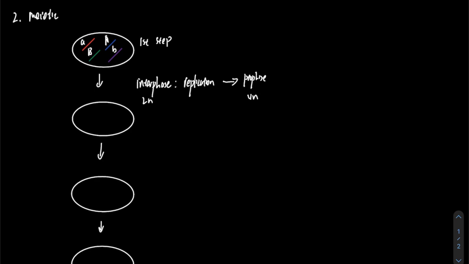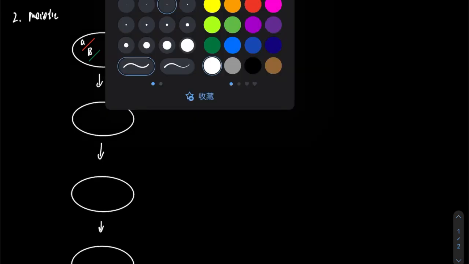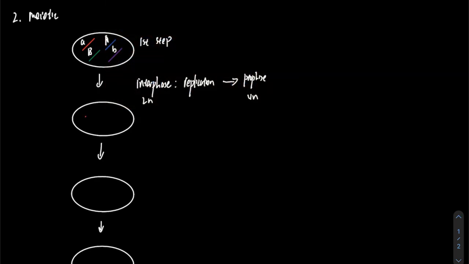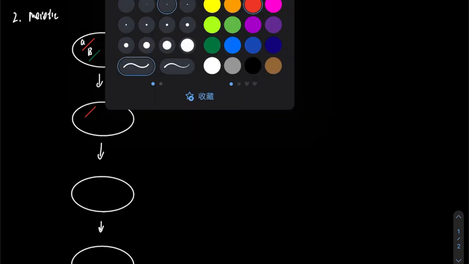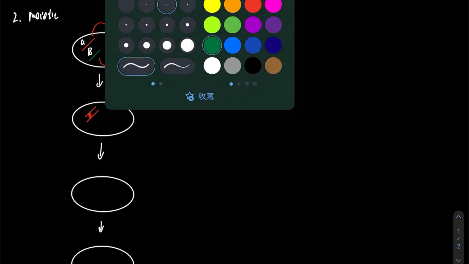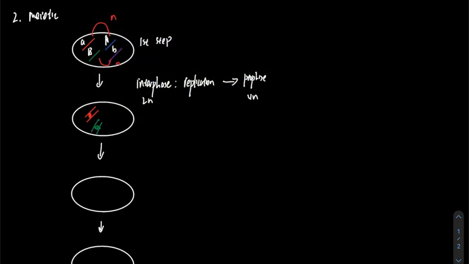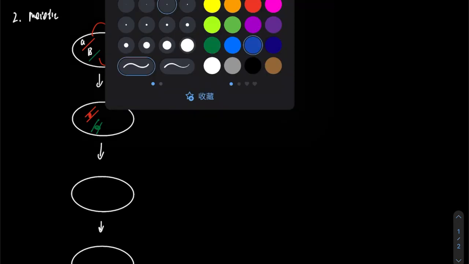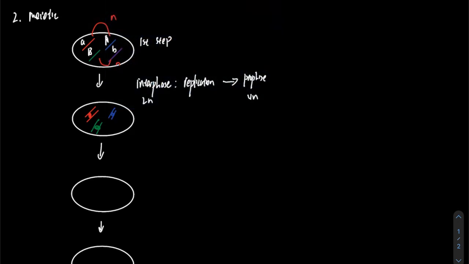And because of the replication, it's from 2n. See, there are 2n. There is 1, and there is 1. 2n becomes 4n. Basically, it becomes doubled.